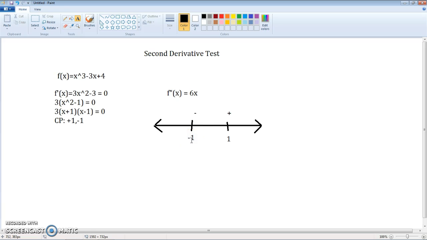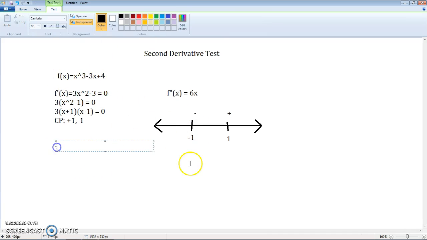Now to find the point, since we're going to be plugging -1 into the original equation, I'm going to be doing that right now. So x, replace that with -1. So -1 cubed minus 3 times -1 plus 4 would equal 6.